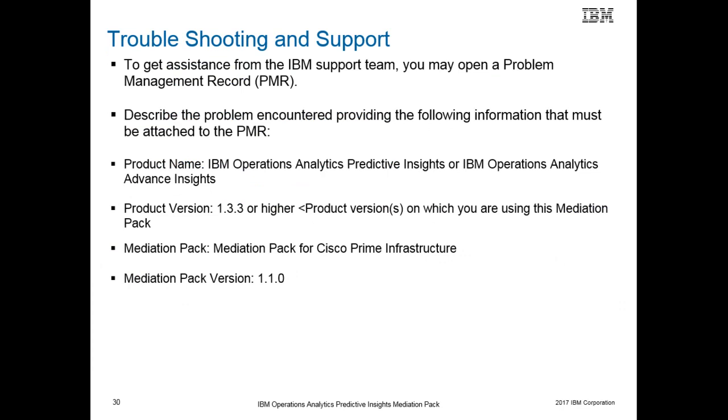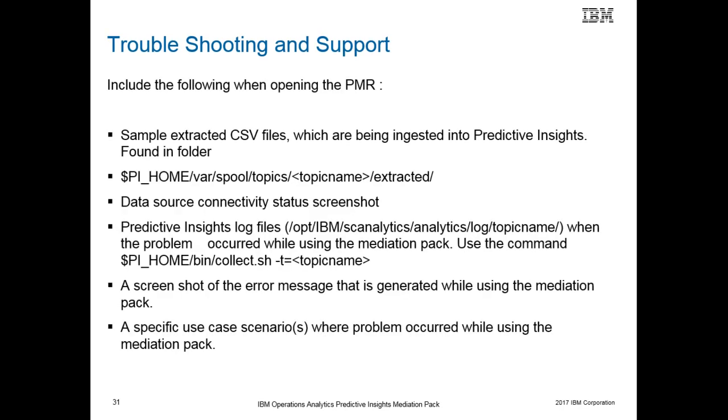If you experience any problems, you can open a problem management record with IBM support. When you open the problem ticket, you must provide the product name and version of the Predictive Insight software that you are using. You must also provide the Mediation pack name and version that you have installed. When opening the problem management ticket, you must provide screenshots and extracted files by running the command shown in the slide. Also, you should provide a use case description of when the problem occurred.